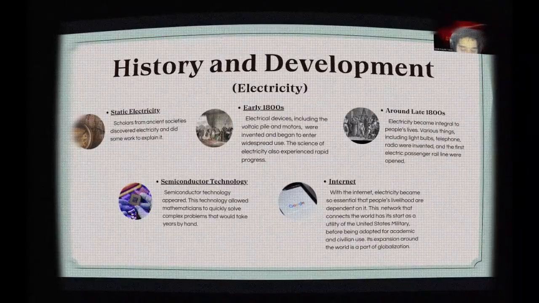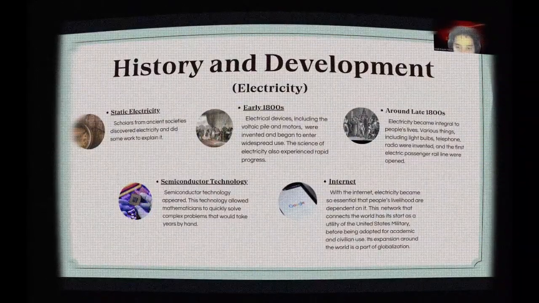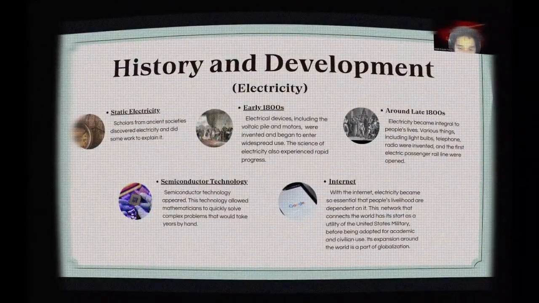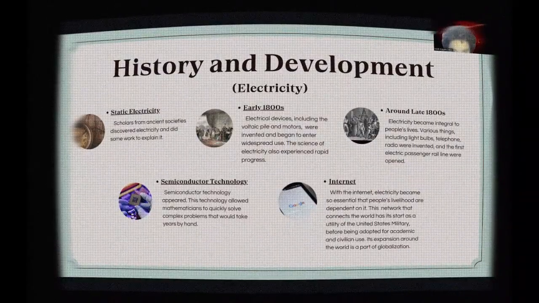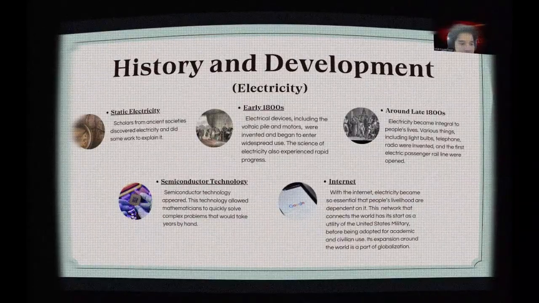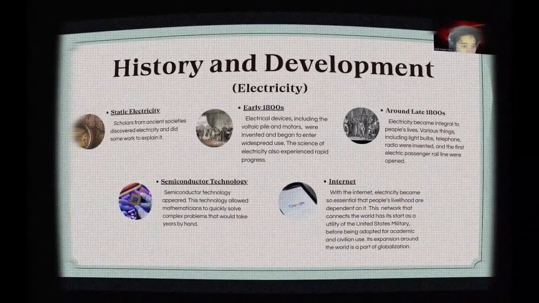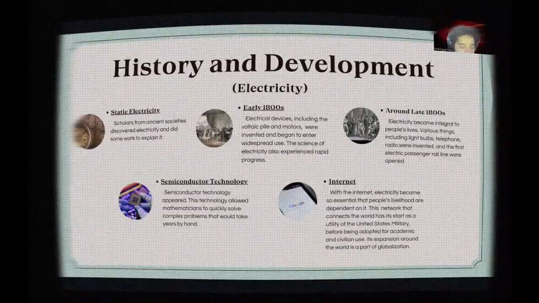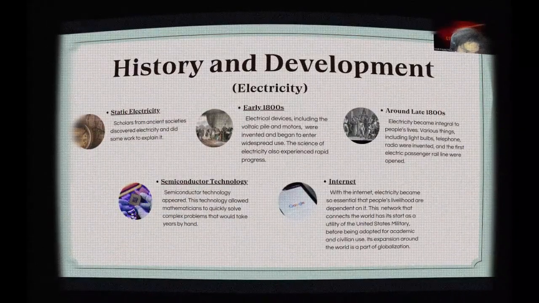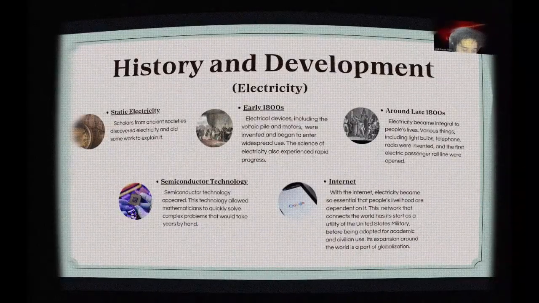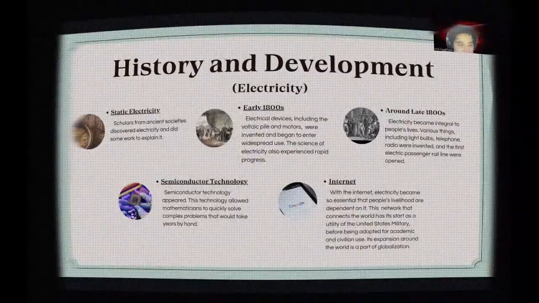Near the late 1800s, electricity became integral to people's lives. Various things, including light bulbs, telephones, and radios, were invented, and the first ever electric passenger rail line was opened. Now, in the year 1874, semiconductor technology appeared, which helped mathematicians to solve complex problems that would take years for a human mind to understand.